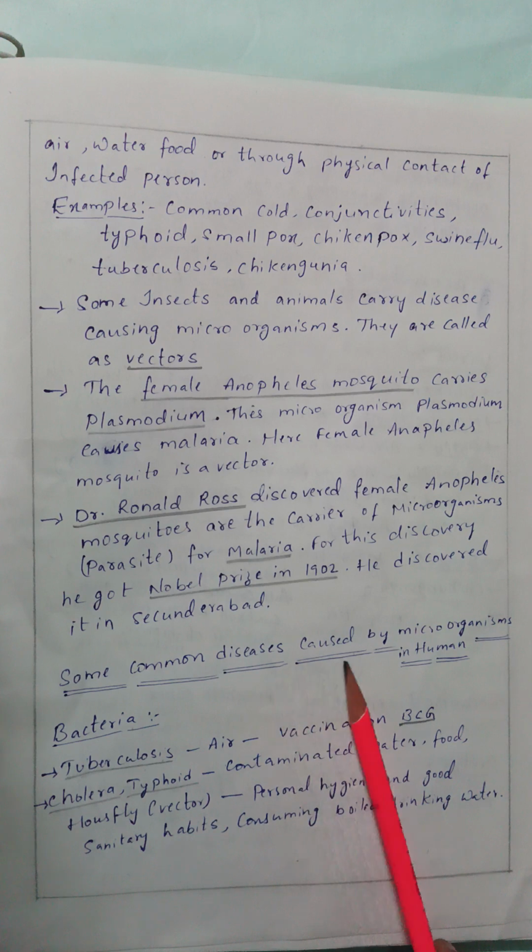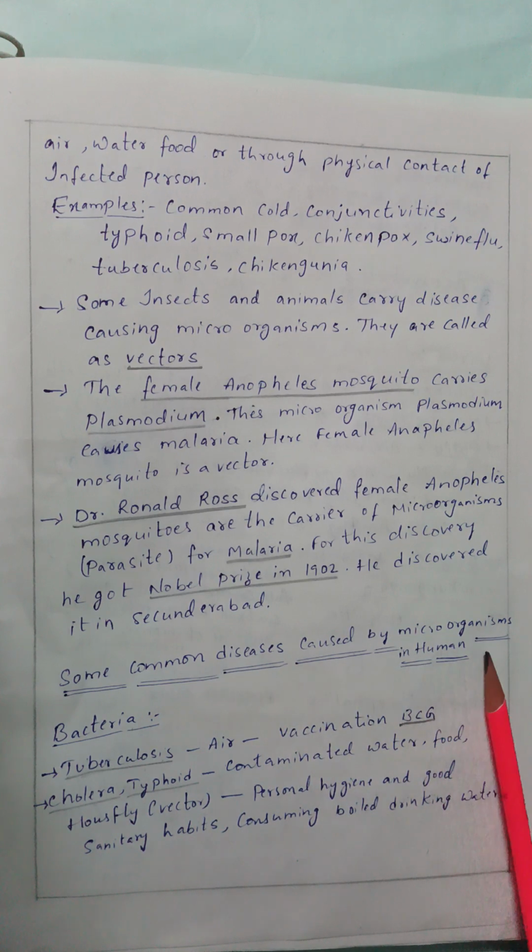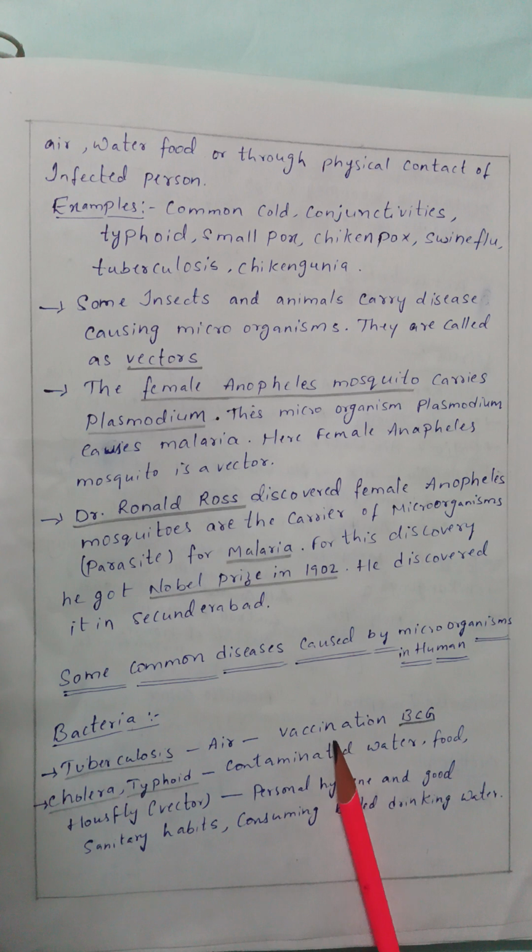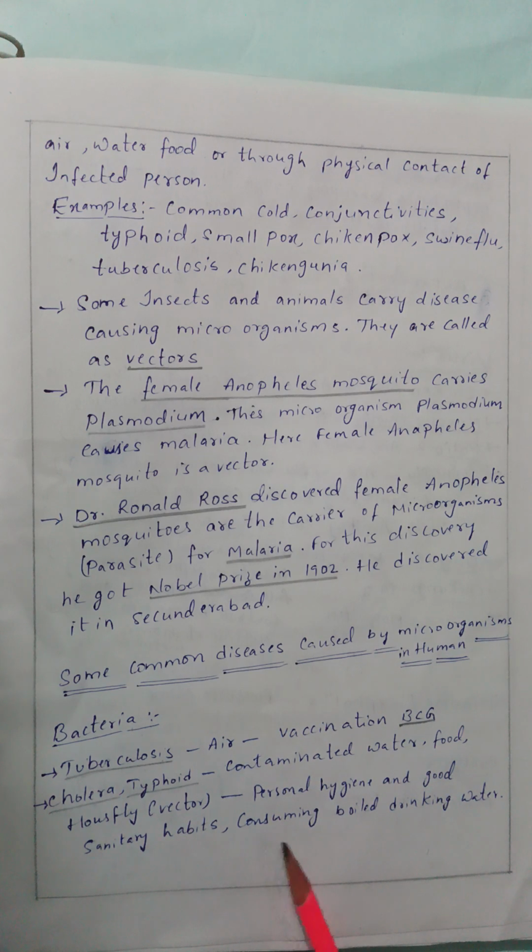Some common diseases caused by microorganisms in human beings. Bacteria. Tuberculosis is transmitted through air. Preventive measures are vaccination, BCG. Cholera and typhoid are transmitted through contaminated water, food, and houseflies, and are prevented by personal hygiene, food sanitary habits, and consuming boiled drinking water.